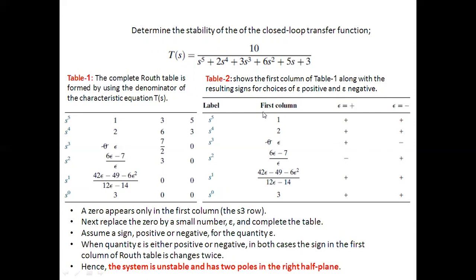So there are always two poles that lie on the right-hand side of the plane. From here, there is one sign change from plus to minus, or minus to plus, and here again plus to minus, or minus to plus. So there are always two sign changes, which means the system is unstable and two poles lie on the right-hand side of the plane.